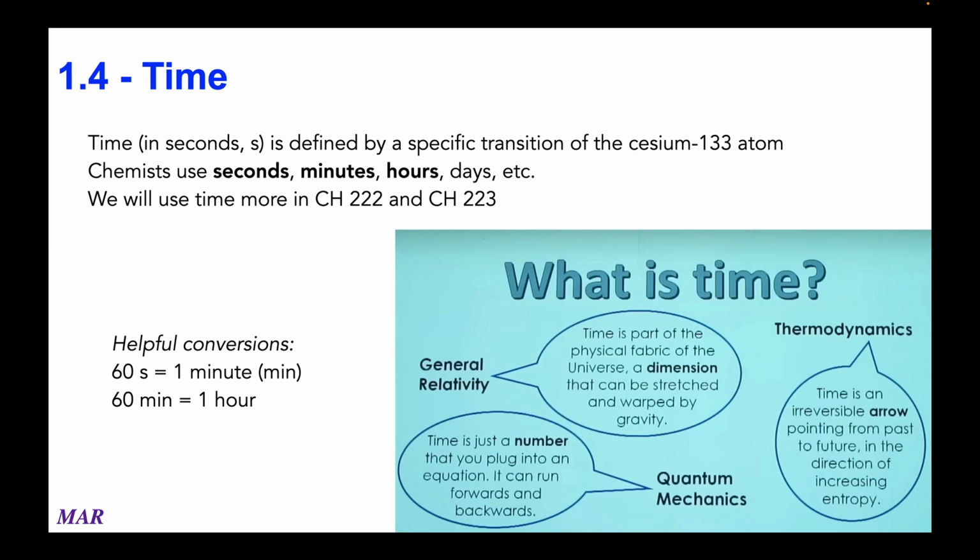Time is also important. Time is going to be more important to us in the next chapters, but time, as you know, is measured in seconds, minutes, hours, days, years, decades, etc. Most of the time, chemists are pretty comfortable using just seconds to minutes and minutes to hours. So there's 60 seconds in a minute, 60 minutes in an hour, stuff like that. Time is really an interesting topic, and it's beyond what we need to talk about right now, but different fields of science will describe time in different ways. And you can read that little picture in the lower right-hand side right there.